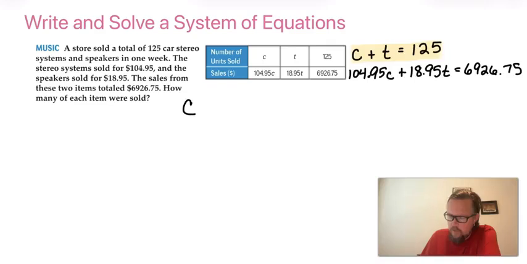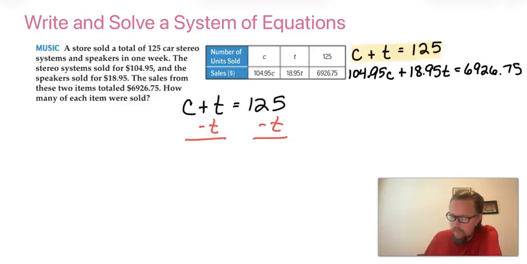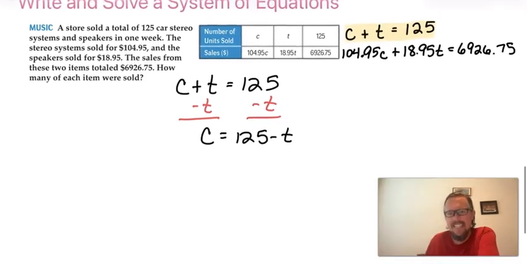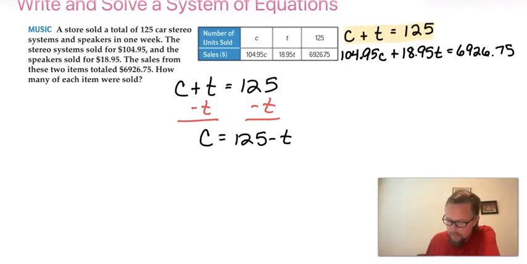So let's start off with C plus T equals 125, and we will subtract T on both sides. It doesn't matter if we solve for C or T. I'm going to solve for C just because. So it's 125 minus T, or negative T plus 125 if you like. So now we know what C can be substituted with, 125 minus T. So now I'm going to take that second equation, the one with all the decimals in it, and replace the C with 125 minus T.